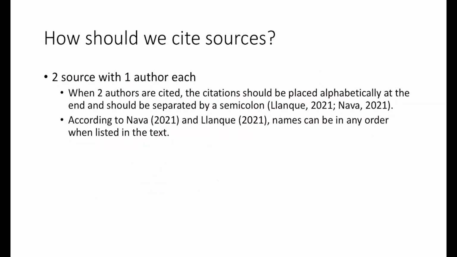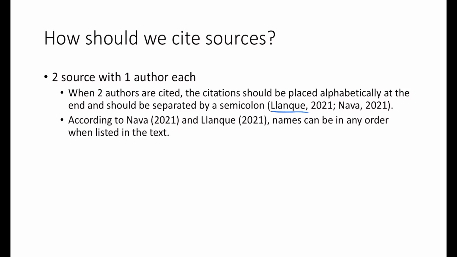Now, let's say that you cited two authors. You got information from two different sources for this point that you're trying to make. So what you'll do is you'll put them both at the end, and you're going to do it in alphabetical order according to their last name. So Yankee, that name starts with L.